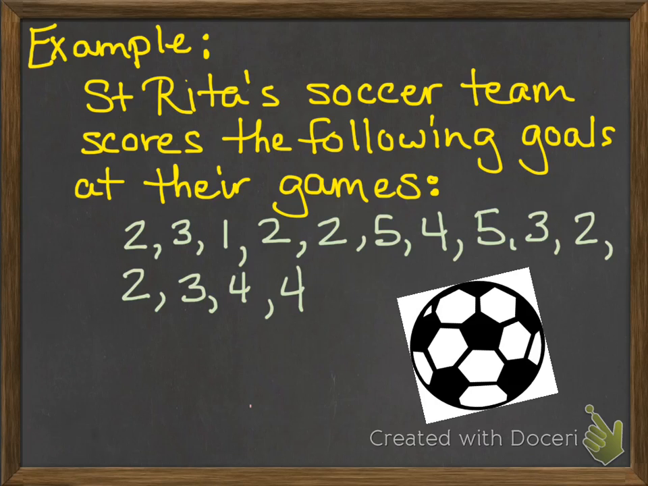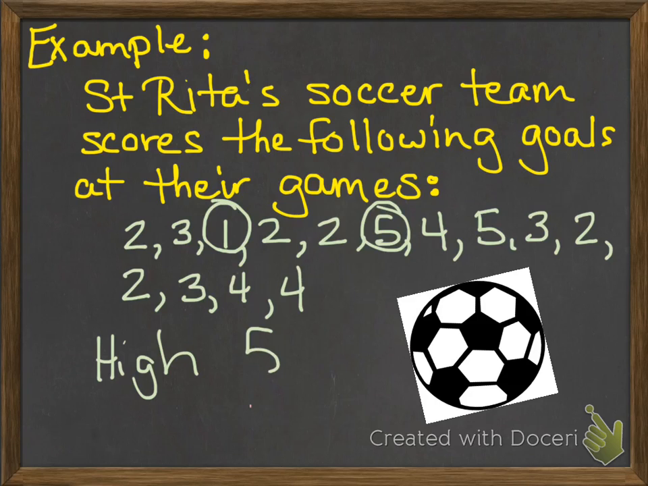First thing that we want to do is we want to look at the high number and the low number. So our high number is going to be 5. Our low number is going to be 1. That tells me the range that our frequency table needs to be. So high is 5, low is 1. Those numbers are going to help me create my frequency table. Let's look at how I do that.